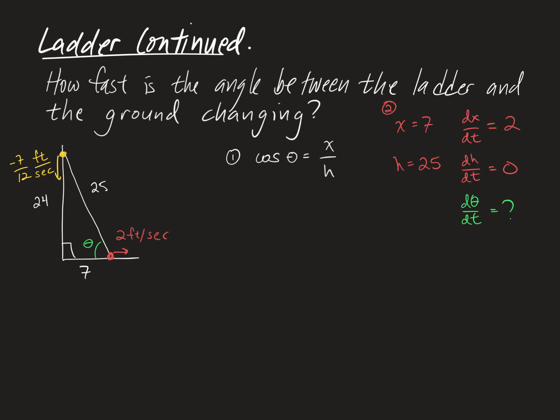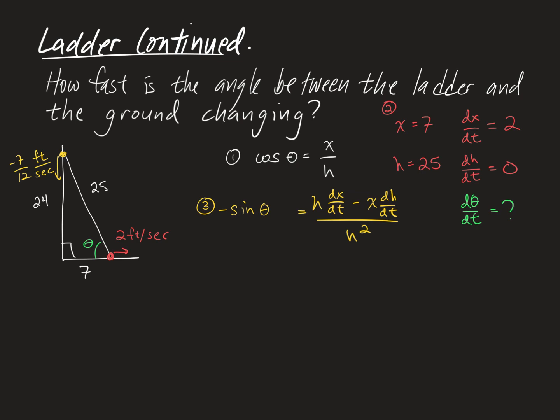All right, next little bit here. Let's take the derivative. So when you take the derivative of this equation, you'll get negative sine of theta equals, we're going to have to use the quotient rule on this side. So h dx/dt minus x dh/dt all over h squared.